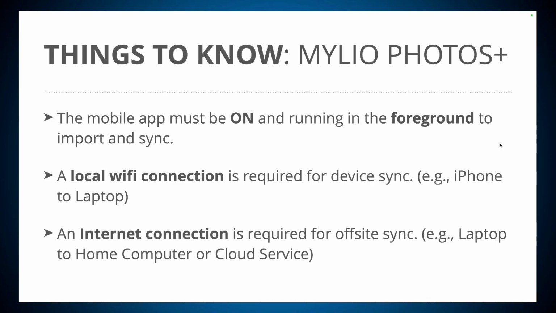If you are shooting on a mobile app, the mobile app must be on and running in the foreground to import and sync. That means if you're taking pictures on your iPhone or your Android phone, in order for those images to sync to Mylio, you're going to have to switch to the Mylio app and leave that running in the foreground. If you have another device with you, like a tablet or a laptop, turn on Mylio on those devices as well and let Mylio sync. That will give it a chance to pull in those pictures from your mobile phone.